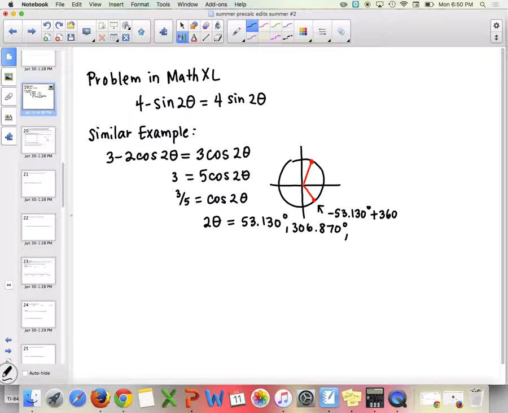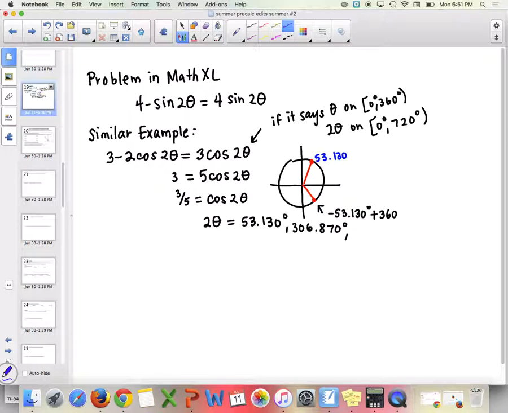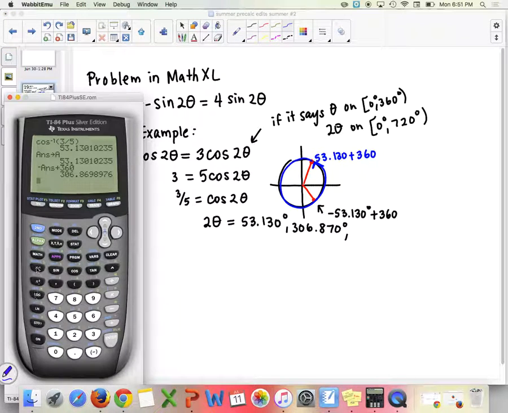But I told you when you have 2 theta, if your final answer theta is on 0 to 360, that means we actually want to find 2 theta on 0 to 720, because we want to double the interval. When I divide by 2, everything will be on 0 to 360. So I want to go around one more time. If I was at 53.130 and I go around one more time, I'm adding 360 degrees. That's why I stored that as A, just in case.